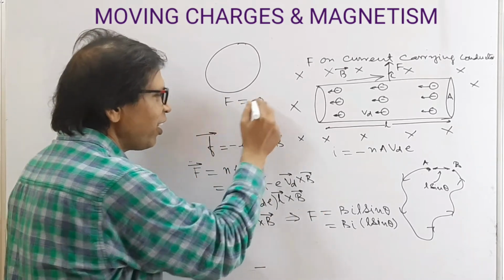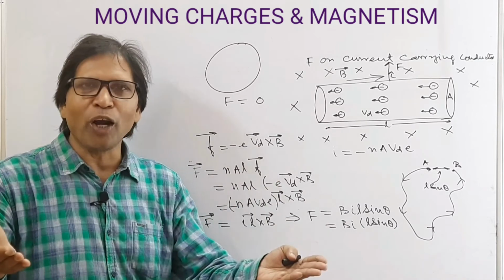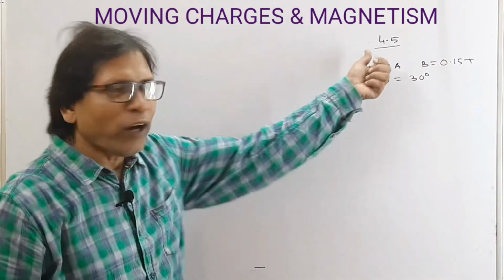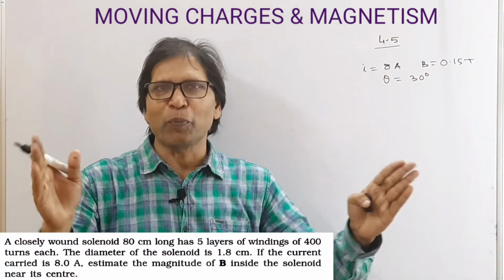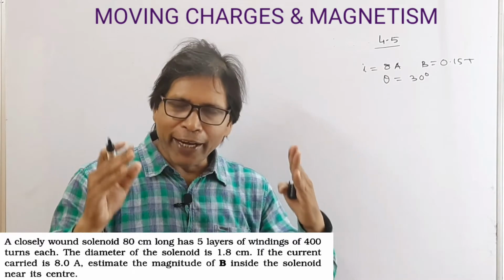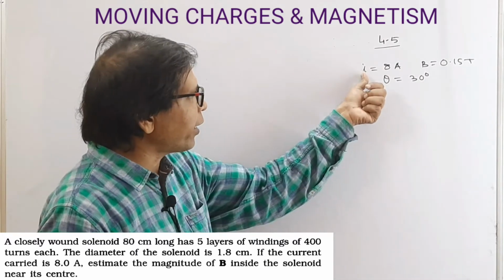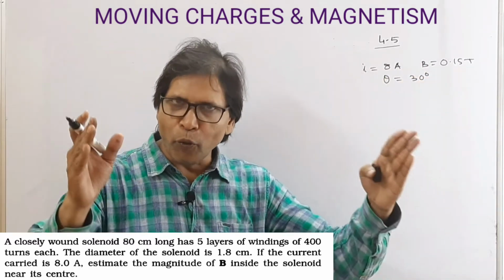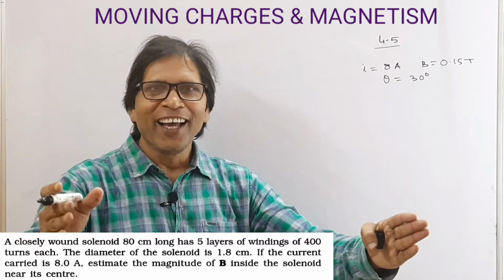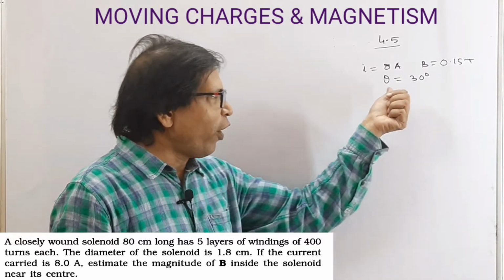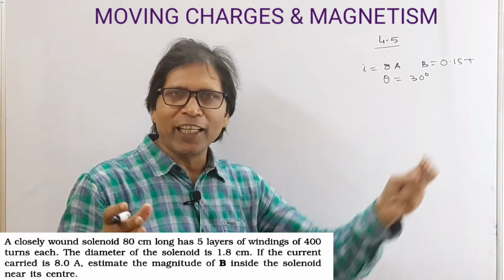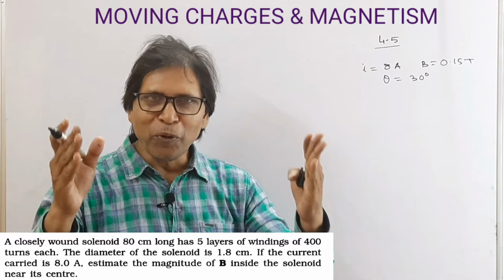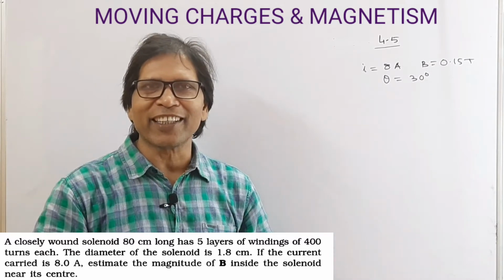Okay, understood? Now I will be solving some numericals relating to this topic. Look at this NCERT numerical 4.5. A current carrying straight conductor carries current 8 ampere in a magnetic field of 0.15 Tesla. The conductor makes an angle 30 degree with the direction of the magnetic field. Now we have to calculate the force per unit length on the conductor.